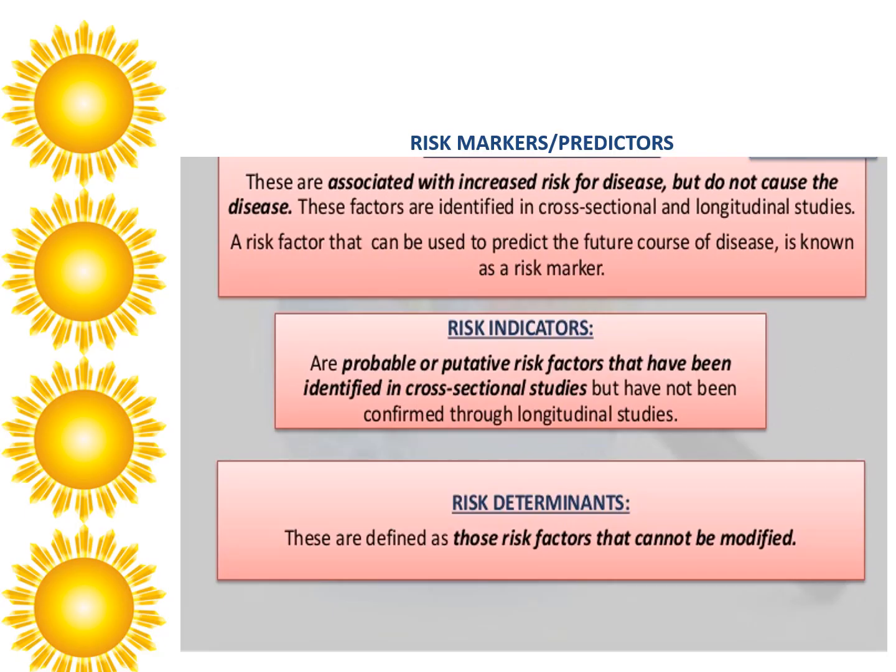And finally, these are the things which you should know definitely. They are the risk markers or predictors, risk indicators, and risk determinants. What are risk markers or predictors? These are associated with increased risk for disease but do not cause the disease. These factors are identified in cross-sectional and longitudinal studies. A risk factor that can be used to predict the future course of disease is known as a risk marker. Risk indicators are probable or putative risk factors that have been identified in cross-sectional studies. And the risk determinants are defined as those risk factors that cannot be modified.